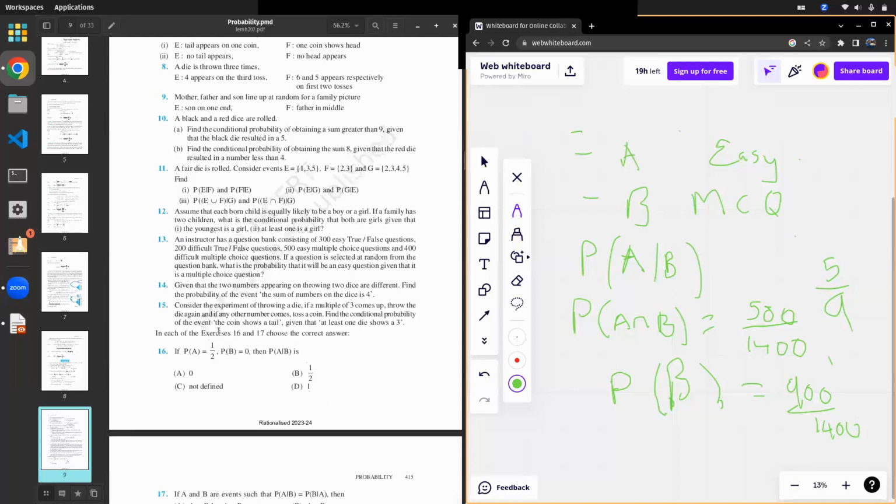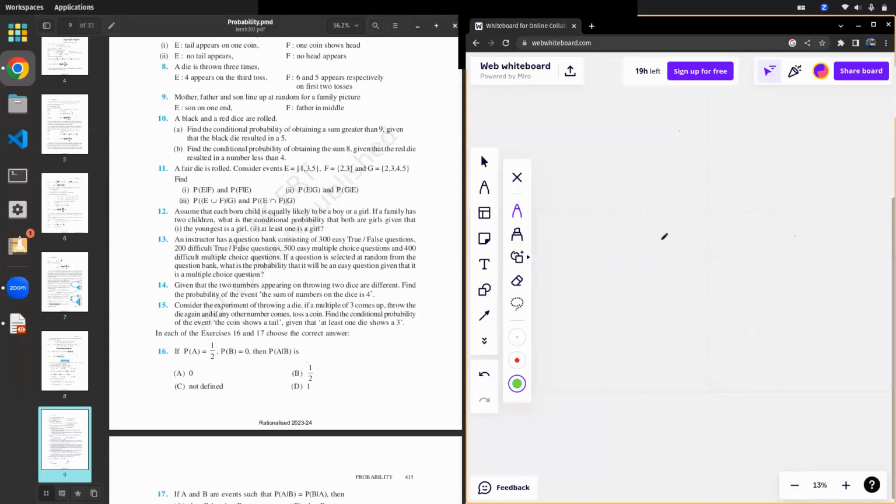Now we'll do the 14th question. Given that the two numbers appearing on throwing dice are different, find the probability of the event such that the sum of numbers is 4. So when we throw two dice, we will have a sample space of 36 outcomes. Like the first dice can be 1, or 2, or 3, or 4, or 5, or 6.